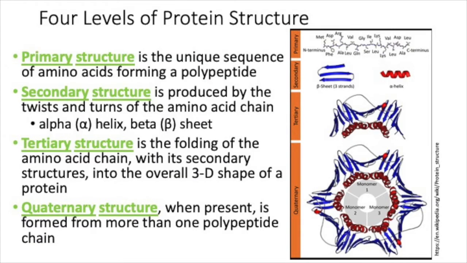Now, when we talk about protein structure, we have four different levels of protein structure. We have a primary structure, which is the basic unique sequence of the polypeptide. Right? We have the different amino acids: if we have methionine, phenylalanine, aspartame, alanine, arginine, all of them in a chain. That's the primary structure.